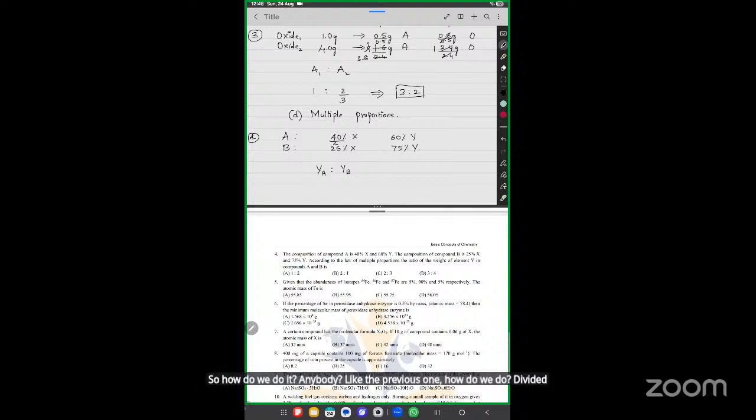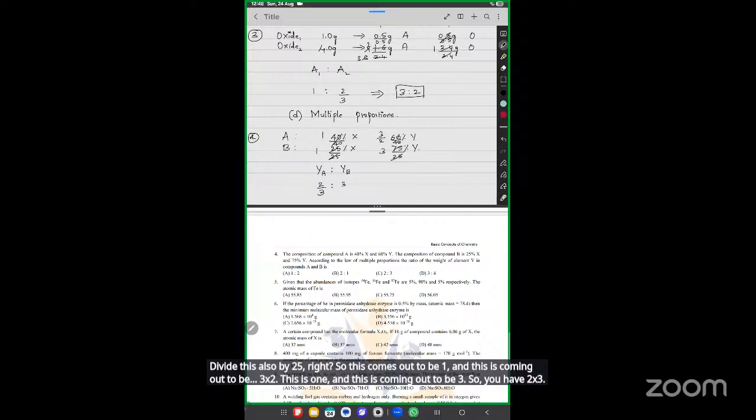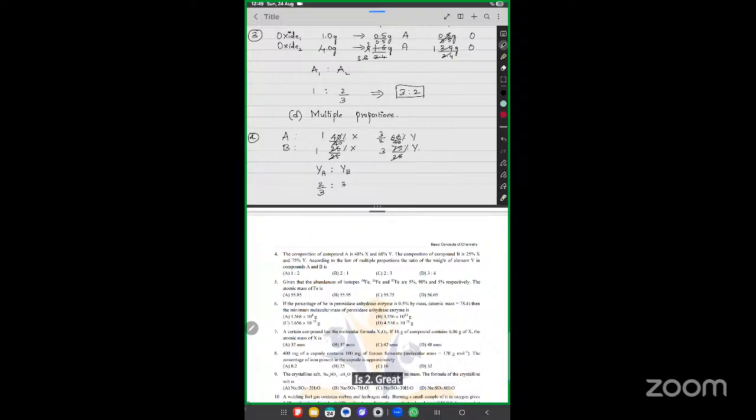Divide this by 40 and divide this also by 40. Divide this by 25. Divide this also by 25, right? So this comes out to be 1 and this is coming out to be 3 by 2. This is 1 and this is coming out to be 3. So 3 by 2 is 2 by 3. So 3 gets cancelled. Your ratio is 1:2. Are you getting it? Yes, ma'am.